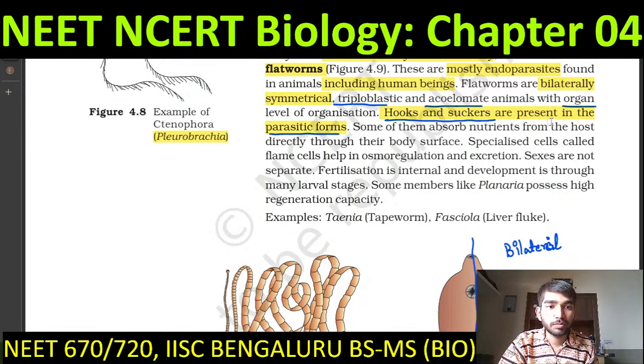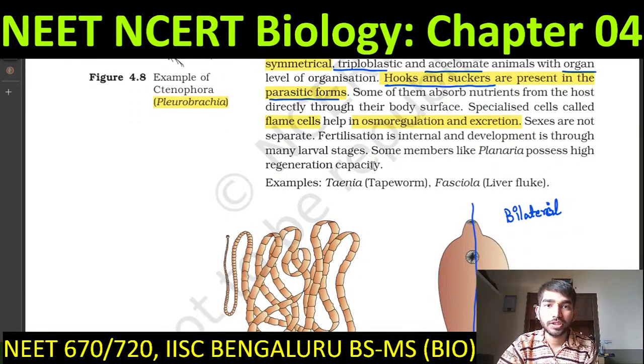Some of them absorb nutrients from the host directly through their body surface. Specialized cells called flame cells, again important, similar to choanocytes there. Here the flame cells help in osmoregulation and excretion. Sexes are not separate, they are hermaphrodites. So initial ones have to produce both the male and female gametes. Later on we see the separation. Fertilization is internal, and development is through many larval stages.